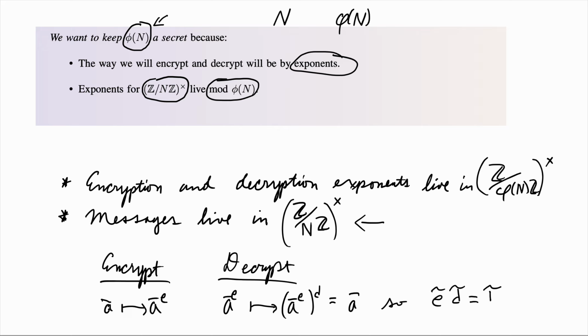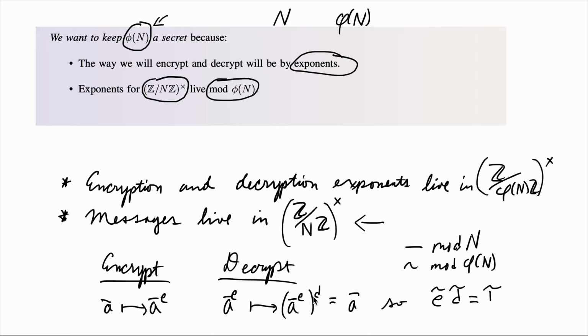The way we're going to encrypt is we're going to take a message a, something in this multiplicative group, and raise it to the exponent of e. To decrypt it, we raise it to an exponent of d, and that'll get us back to a bar, where the bar is referring to mod. So let the bar refer to mod n, and we'll let the squiggle refer to mod phi of n.